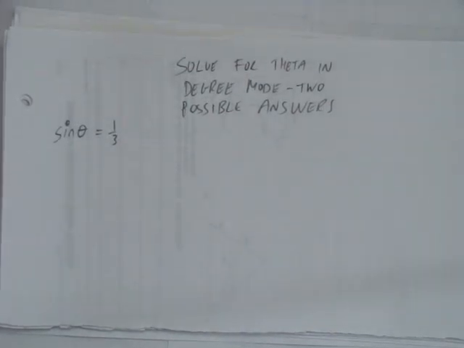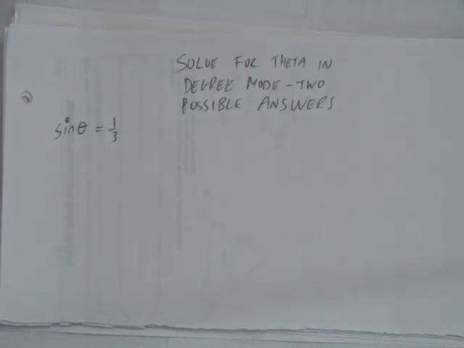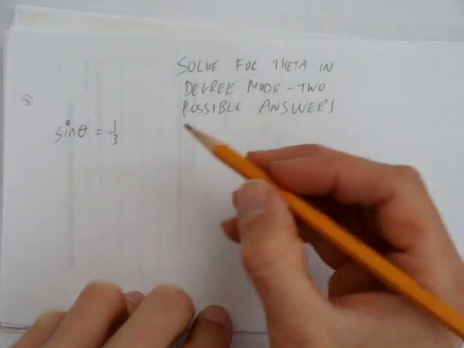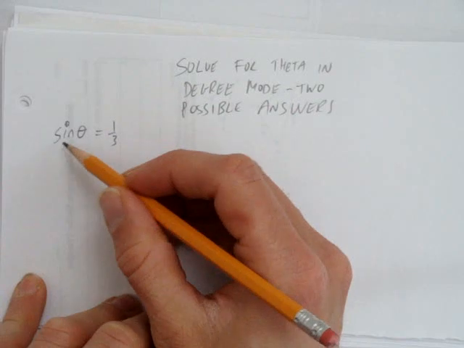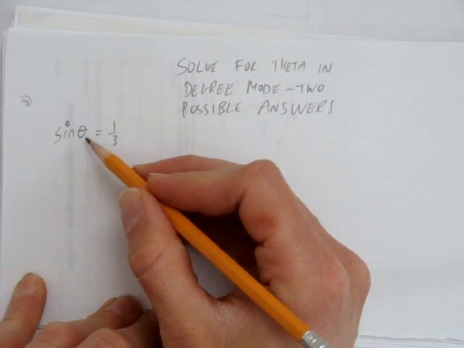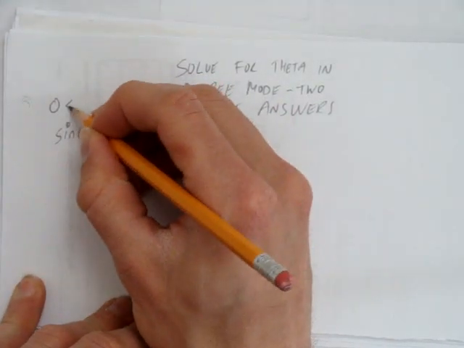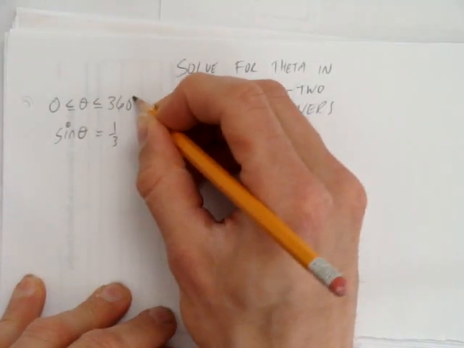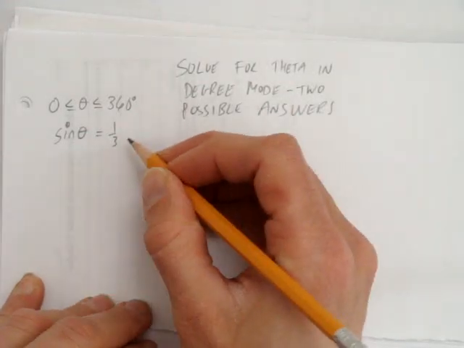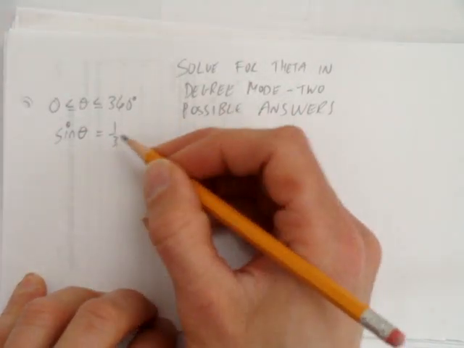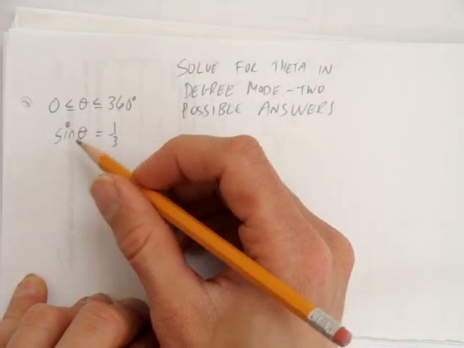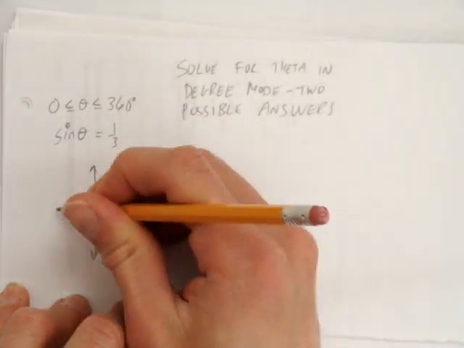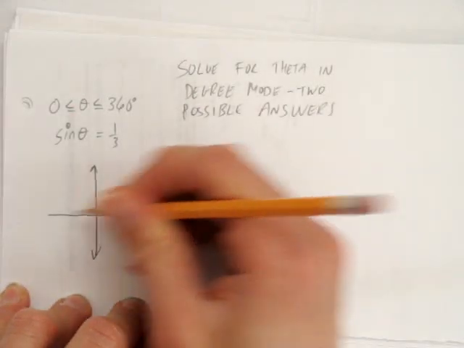In this video, I'll demonstrate how to solve for an angle, I'll call that angle theta, when we're in degree mode, and there's going to be two possible answers. That's because theta is going to be between or equal to 0 and 360 degrees, and there's going to be two places on any sine wave or any sine rotation where sine is positive. We'll draw a sketch of how that works to illustrate.